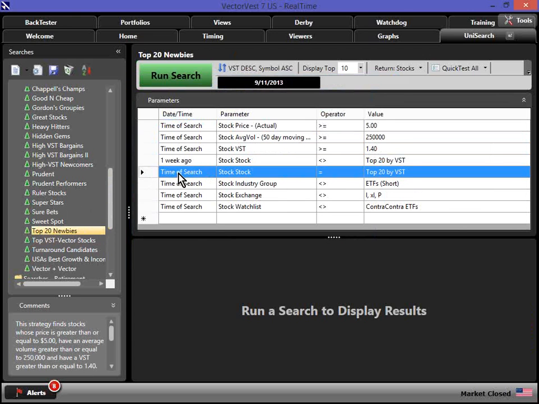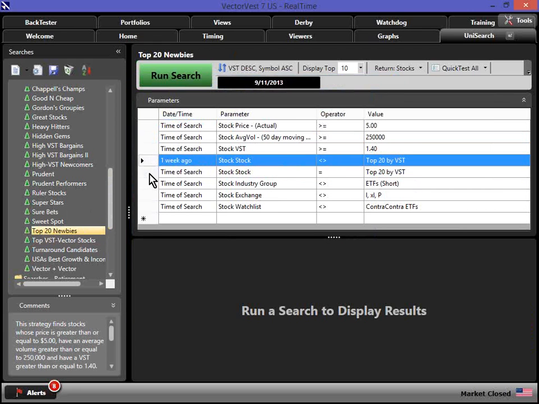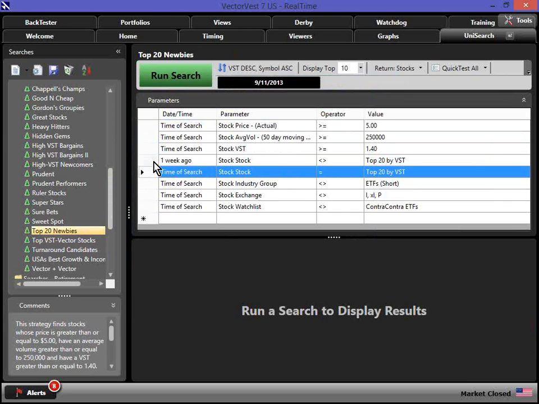And by the time you run the search, they are in the top 20. So for those of you who say, I want to find stocks that have just moved into the top 20, that are at the top of the stock viewer, that are brand new, here's a search for you. All right, so 1 week ago they weren't, and now they are. So they're just moving up.